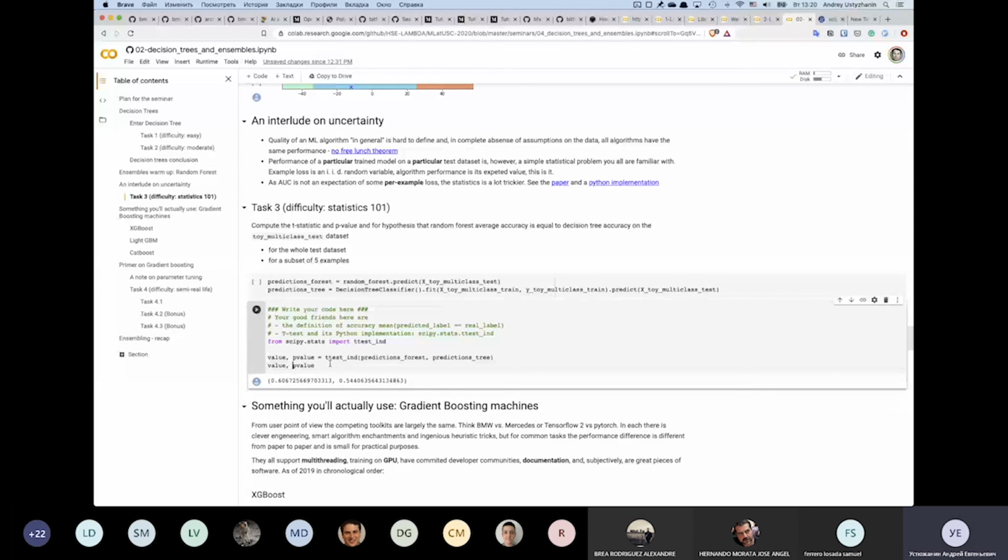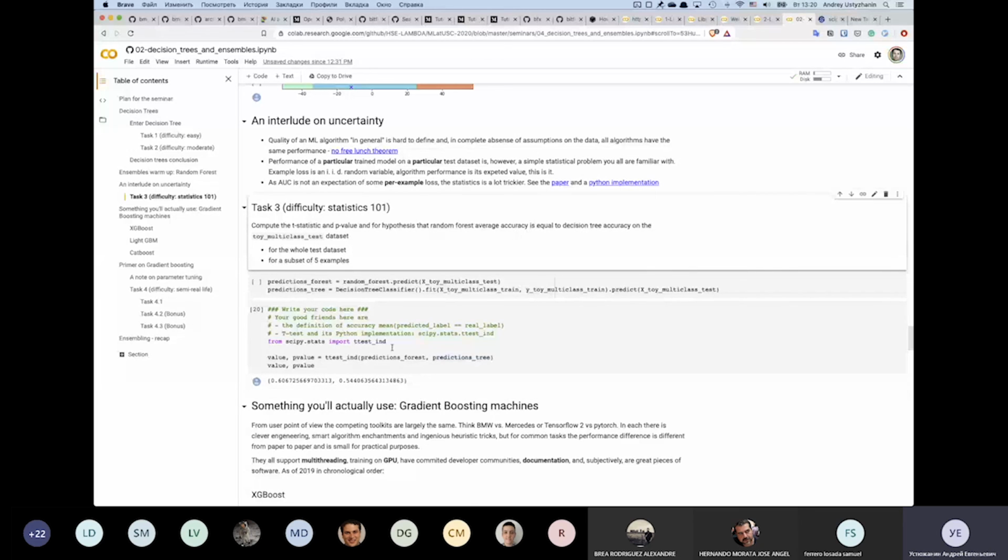So here I computed the Student's t-test statistics for the hypothesis that predictions are coming from the same distribution. And then you see that this hypothesis cannot be rejected. But the goal was to test that average accuracy is the same. So to do this, it is maybe a little more complicated.